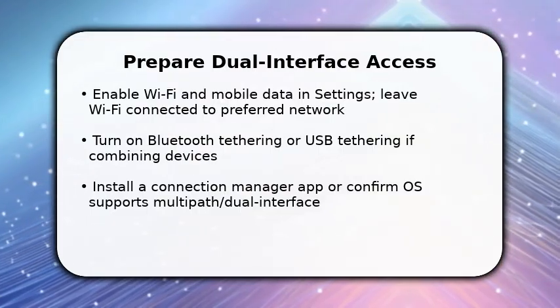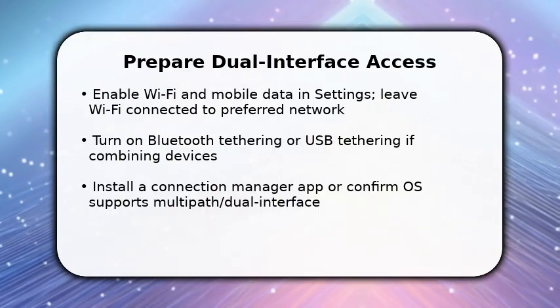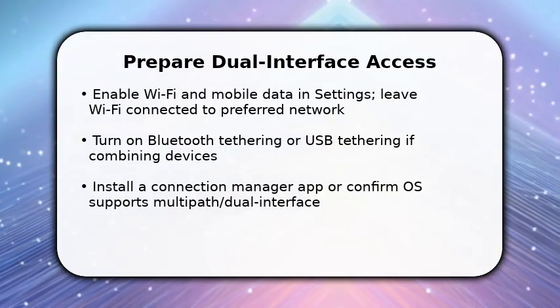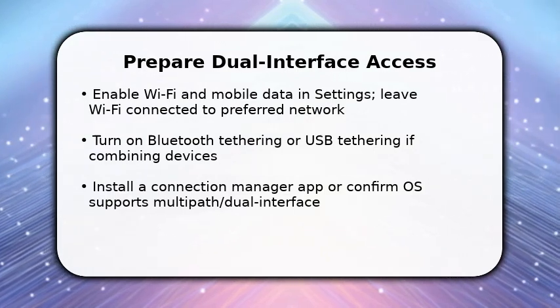Install or confirm a Connection Manager app or built-in multipath feature. This lets the system route flows across both links. Once done, you're ready to split traffic intelligently between interfaces.